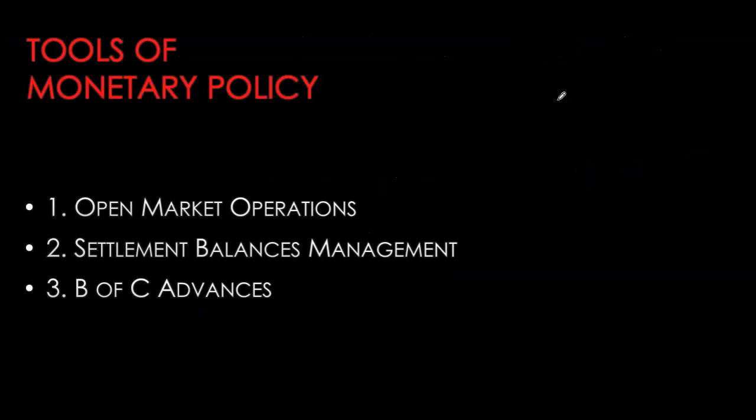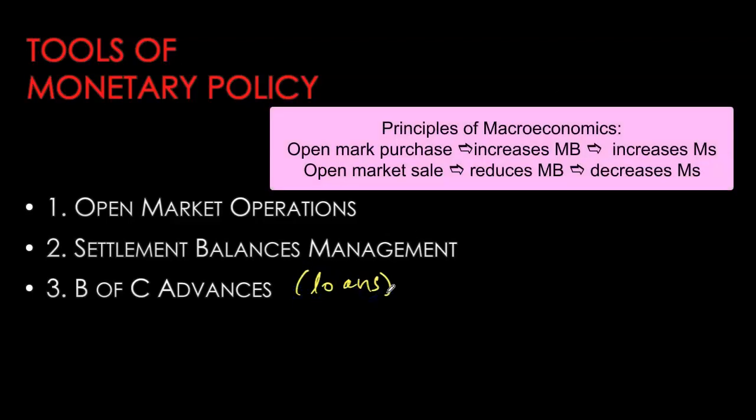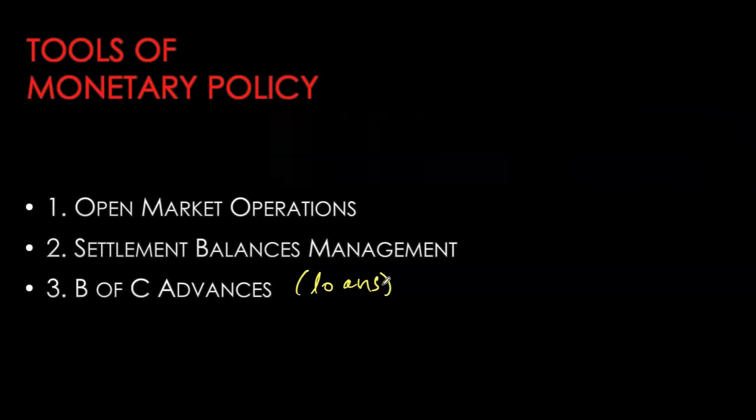Tools of monetary policy are your open market operations, settlement balances management, and Bank of Canada advances. So these are simply loans to financial institutions. Open market operations are your purchase and sale of securities. So when the Bank of Canada purchases securities, it increases the money supply. When it sells securities, it will reduce the money supply. But in this case, these open market operations will be conducted in order to maintain our target for the overnight interest rate. The Bank of Canada also targets the level of settlement balances.